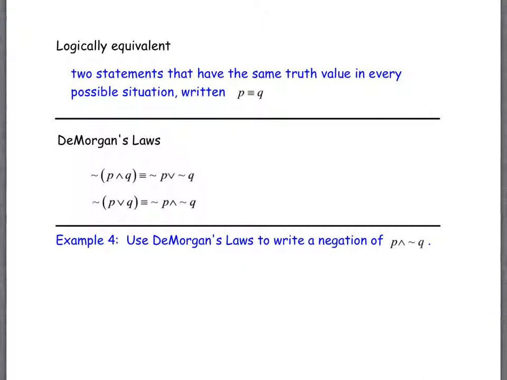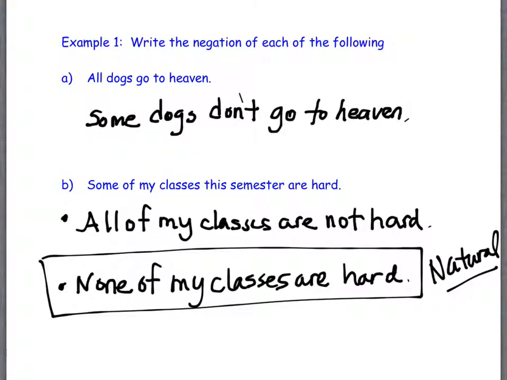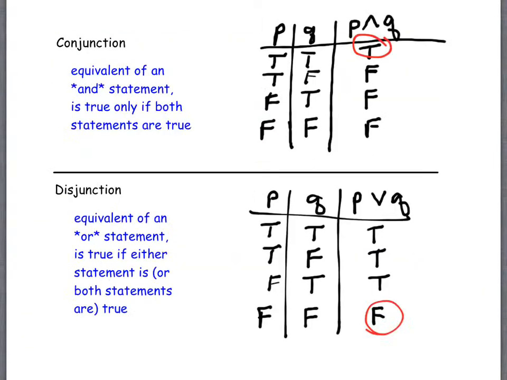All right. Let's talk about what it means for two statements to be logically equivalent, because we actually created a statement that was logically equivalent at the beginning. We did two negations. Do you remember this one back here? All of my classes are not hard and none of my classes are hard. And I didn't use the language, but they are logically equivalent. They mean the same thing. Okay? You have lots of things in English that do that.